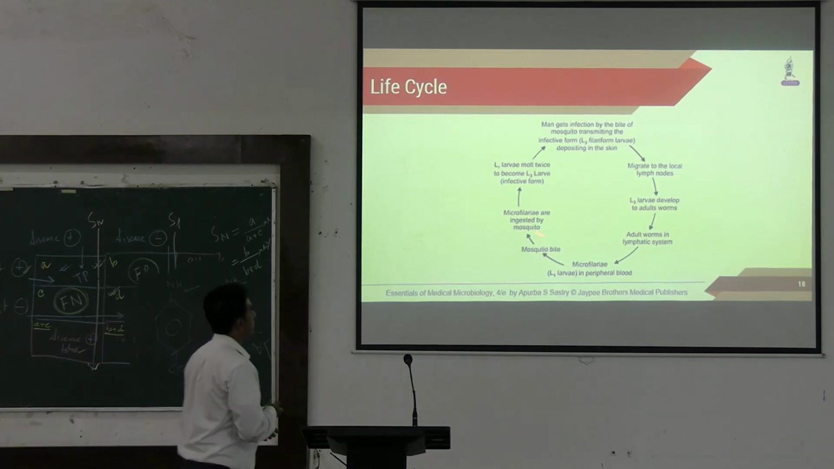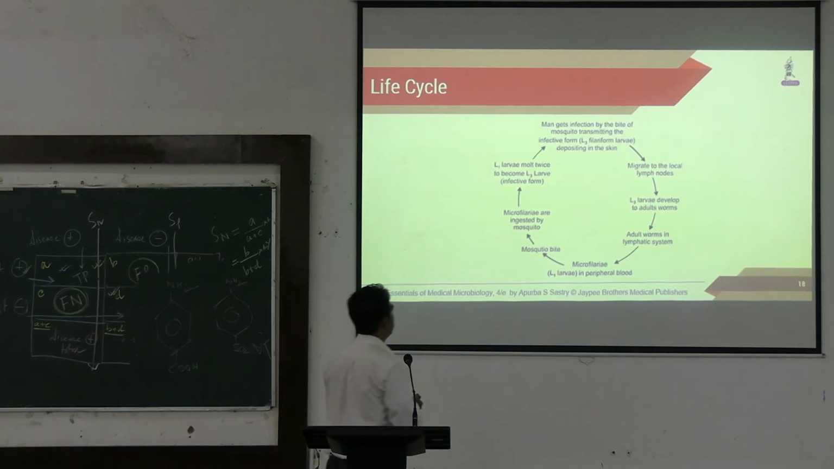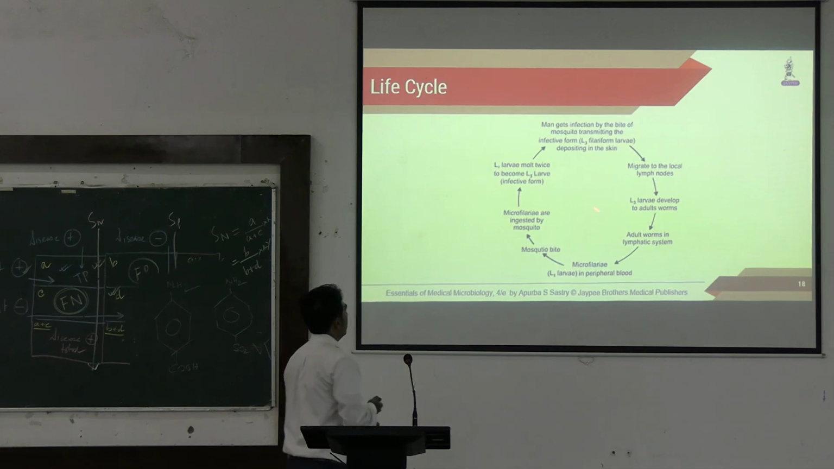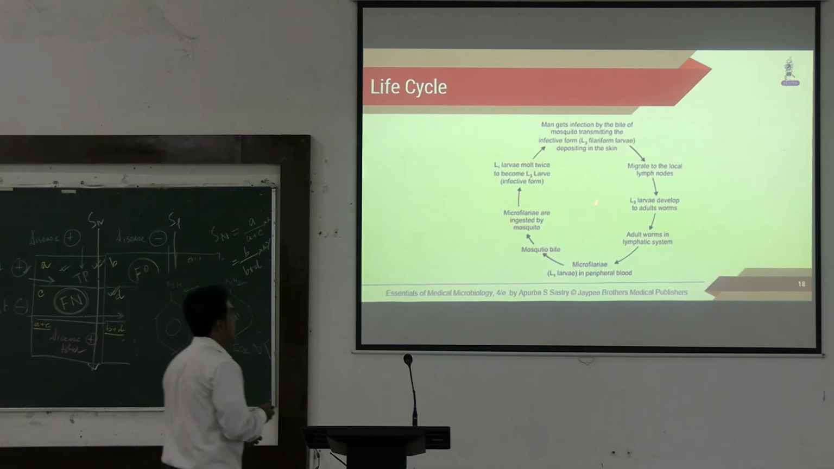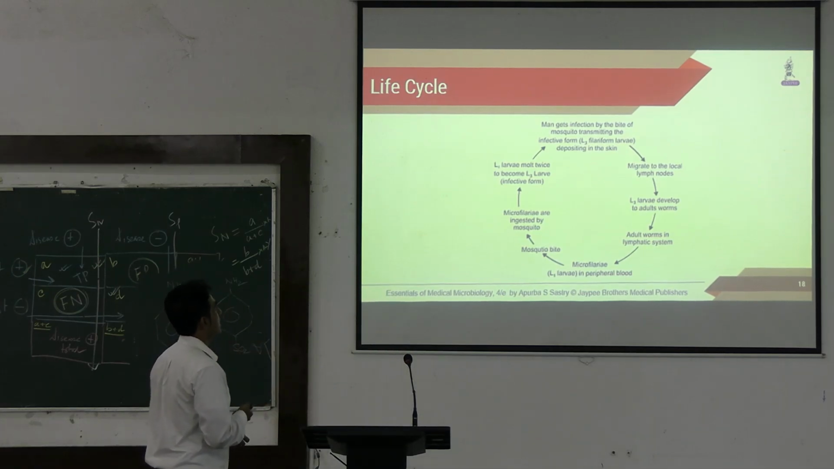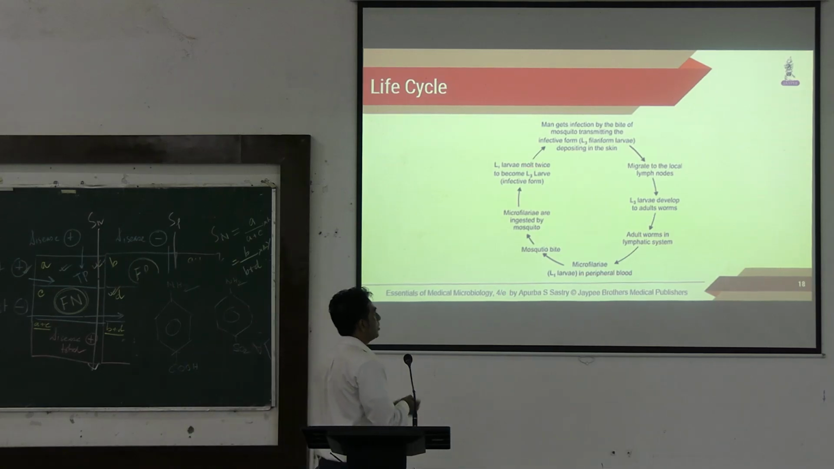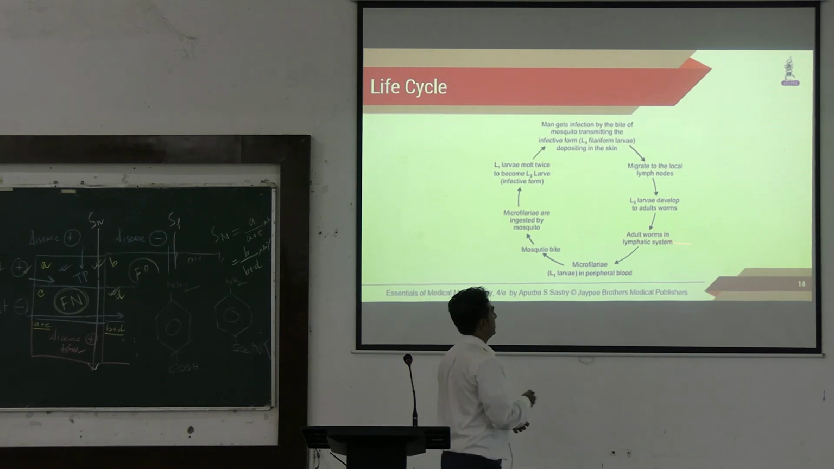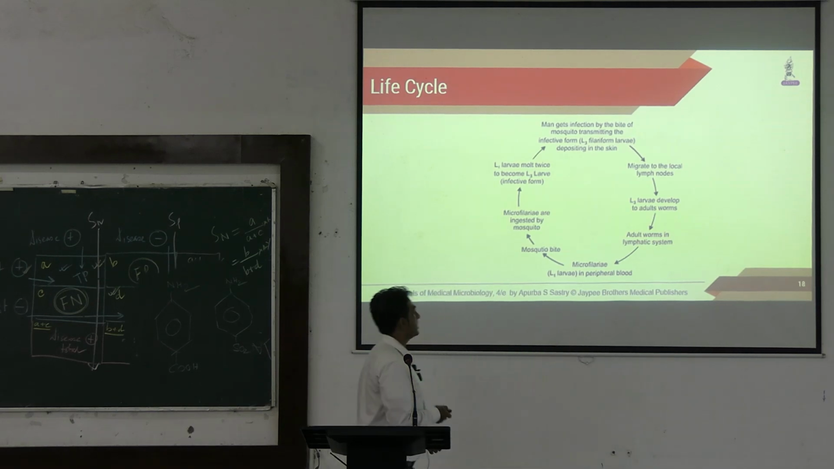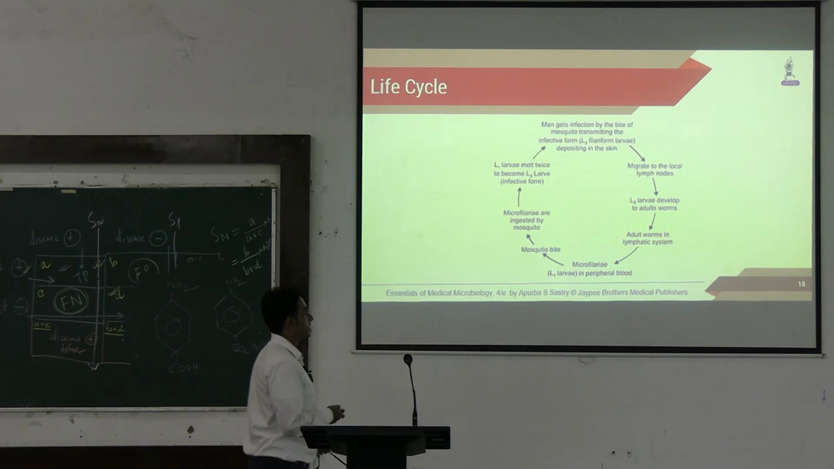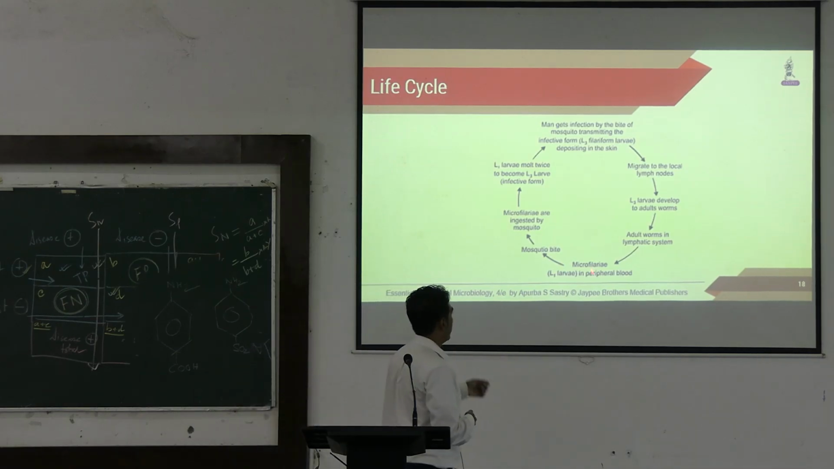How does man get infection? The man gets infection by the bite of the mosquito, transmitting the infective form, the L3 filariform larva, which is then deposited into the skin. From there, the L3 larva migrates into the local lymph nodes, and there inside the local lymph nodes, they develop into adult worms. Adult worms are found in the lymphatic system. From there, the microfilariae are found in the peripheral blood.